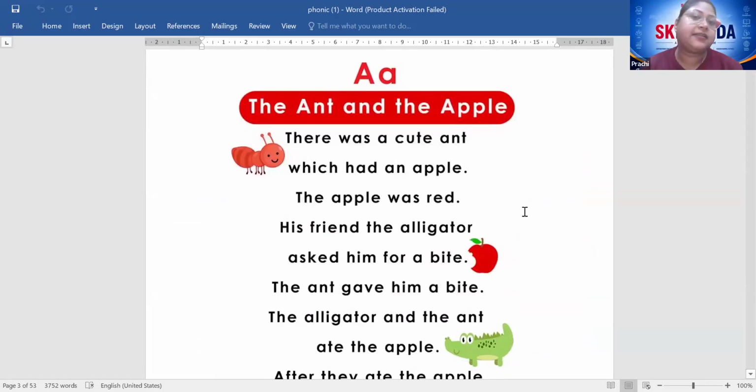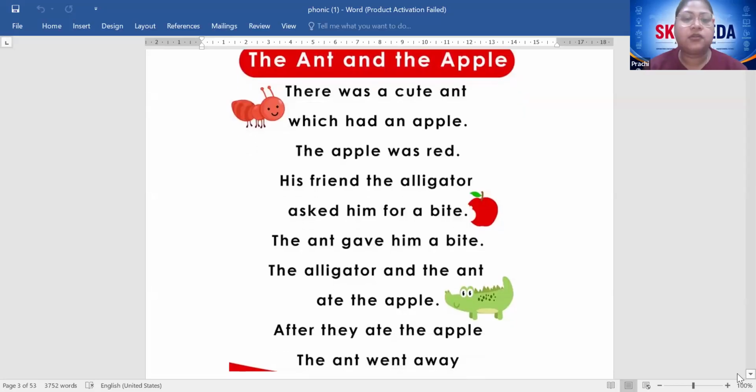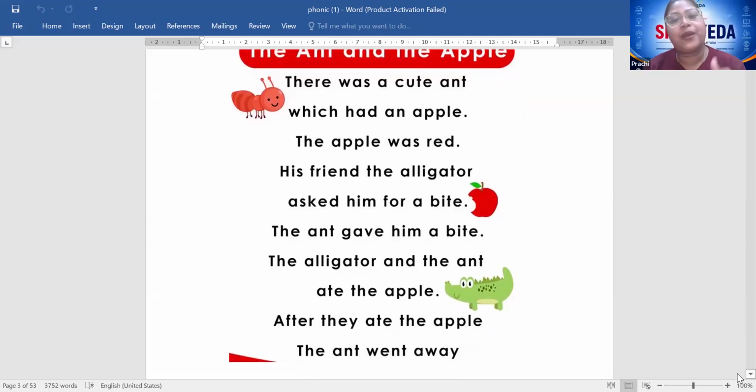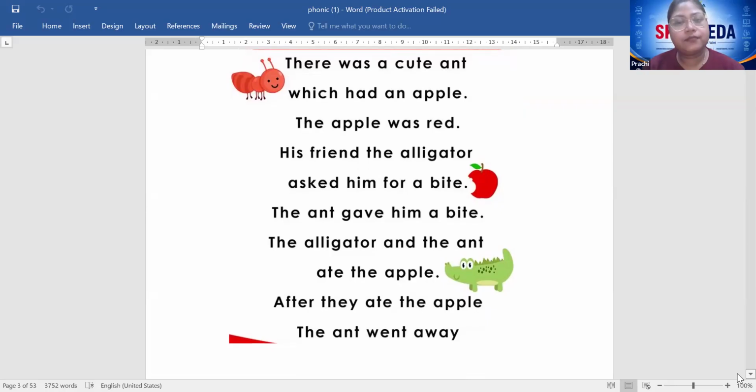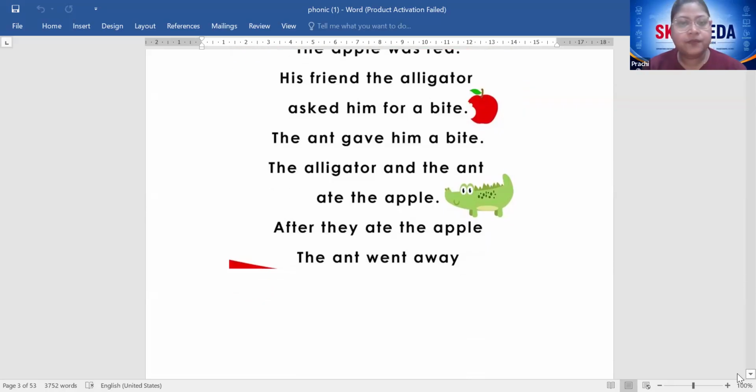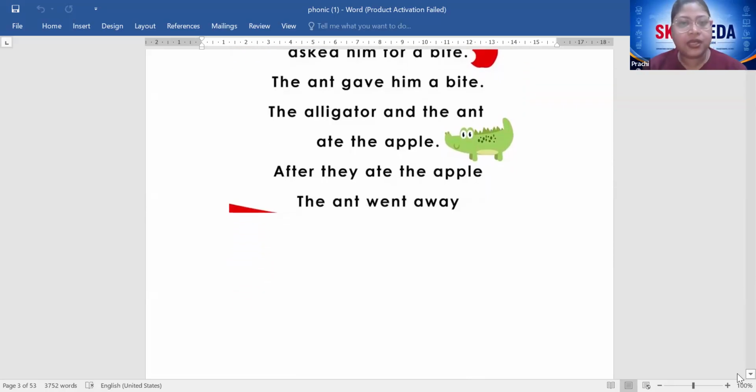Like the ant and the apple. There was a cute ant which had an apple. The apple was red. His friend, the alligator, asked him for a bite. The ant gave him a bite. The alligator and the ant ate the apple. After they ate the apple, the ant went away. Small story. Can you do it with your 3-year-old children?